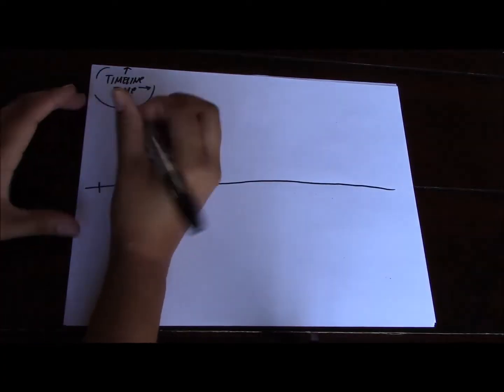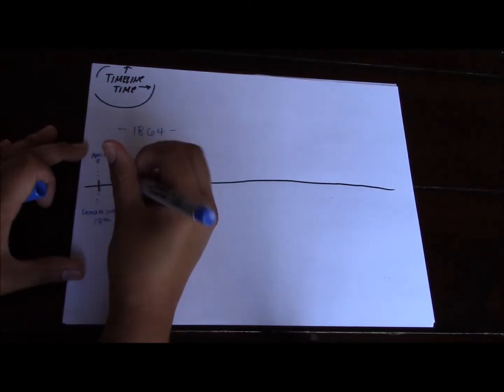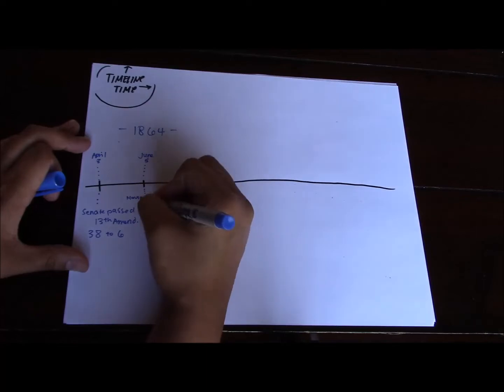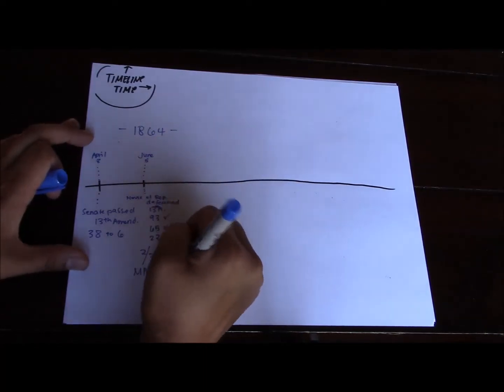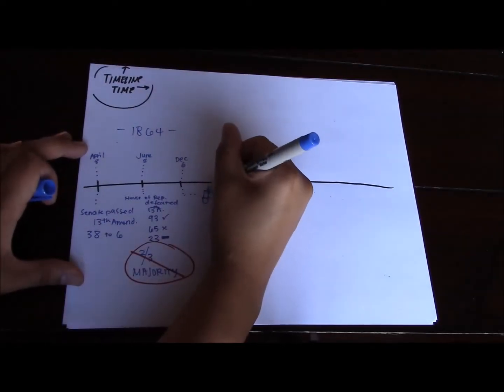It's timeline time! On April 8, 1864, the Senate passed the 13th Amendment by a vote of 38-6. On June 5th, the House of Representatives defeated the 13th Amendment by a vote of 93 in favor, 65 opposed, and 23 not voting, which is less than the two-thirds majority needed.